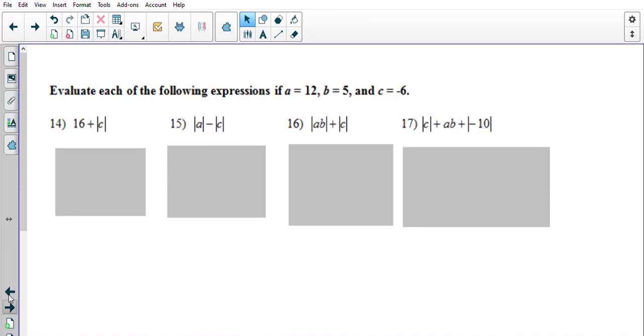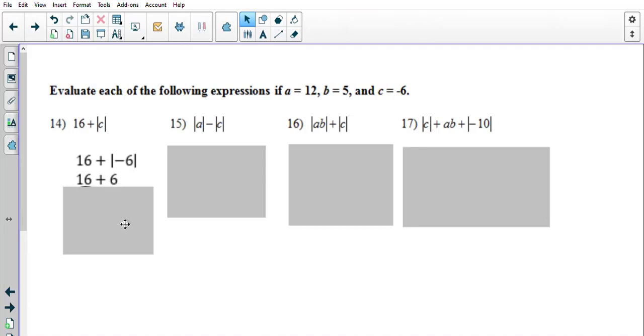So the very first thing I do in number 14, it says 16 plus absolute value of C, is I replace C with what it's equal to, which is -6. So I do that first. I don't try to do any of the work yet. 16 plus absolute value of -6. Now, do absolute value first because remember it is a grouping symbol in the order of operations. Absolute value of -6 is 6. We're going to do 16 plus 6 to get our final solution. That will be 22.